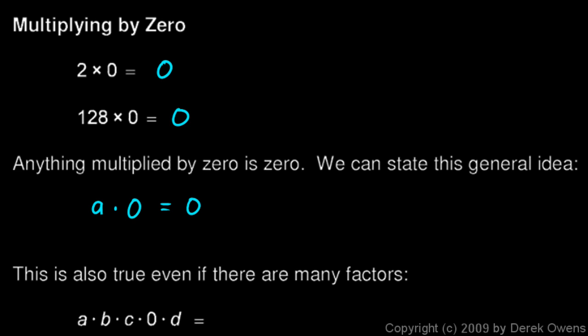And if you wanted to, you could state it in reverse. You could say 0 times a equals 0. Either way, it means the same thing. Anything multiplied by 0 is 0. And this is true even if there are many factors. Look at this. a times b times c times 0 times d is going to end up being 0. If any of the factors is 0, then the answer is 0.